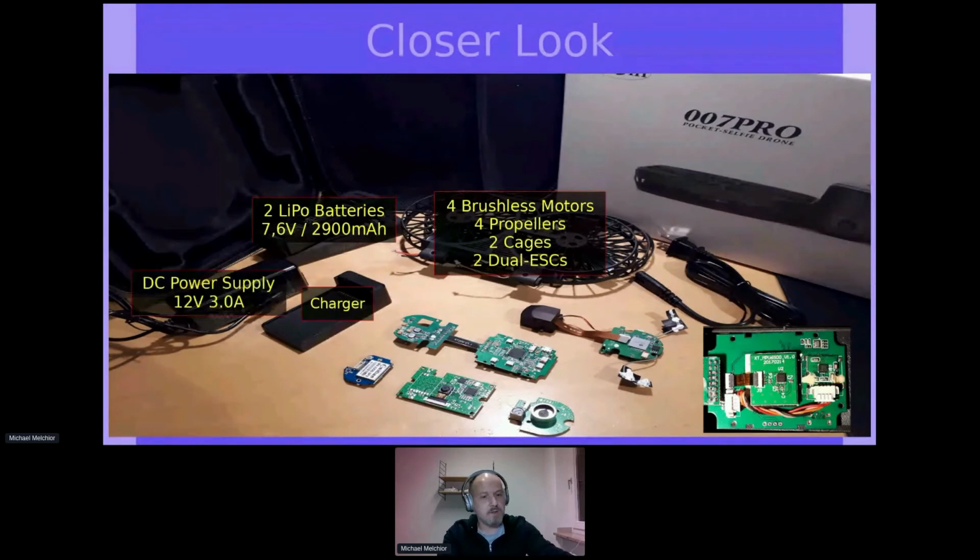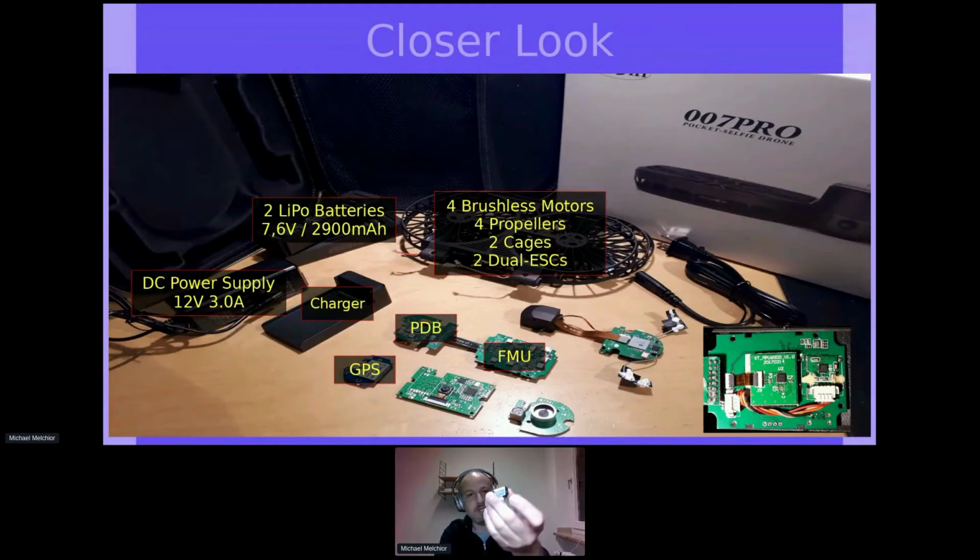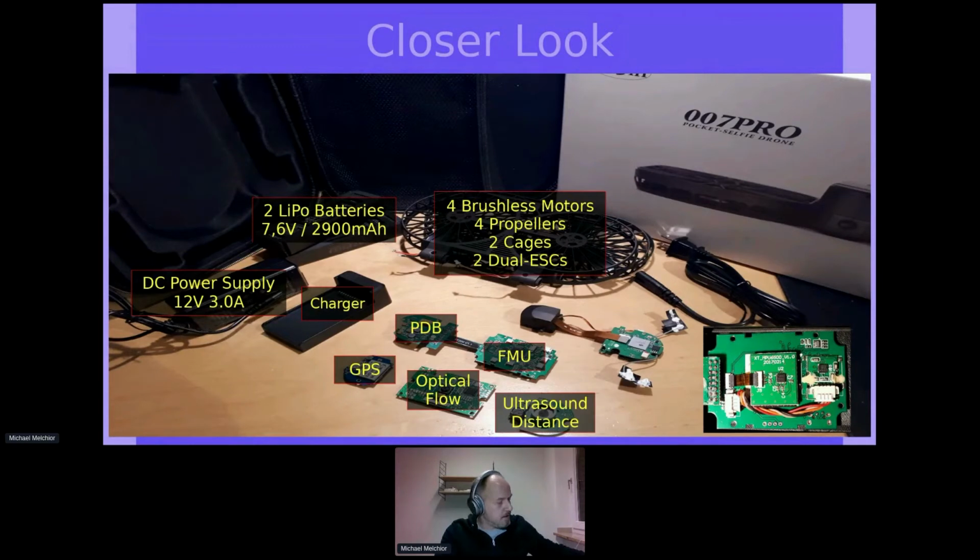a charger, the power supply, and then the more interesting parts, like the flight management unit, the autopilot. Attached to the autopilot, there is a board that I would refer to as the power distribution board. Then there was a separate GPS module, a very nice one. Then there was another board that to me looks like an optical flow sensor board, since it has a camera and a microchip on it. More on that later. Attached to that board was the ultrasound distance sensor.